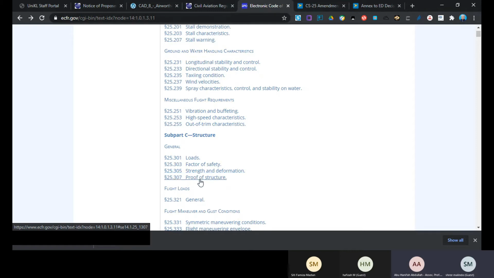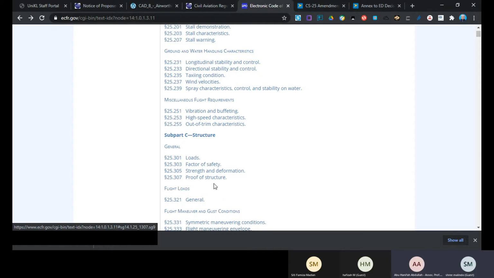307, proof of structure. So you prove the structure by test. You must make sure your analysis in 305 is supported by some kind of test. That's why when we build aircraft, we build 3 or 4 standard aircraft. The first aircraft we destroy due to the static test. The whole aircraft is destroyed. That is a production standard aircraft. It's not just a mock-up.